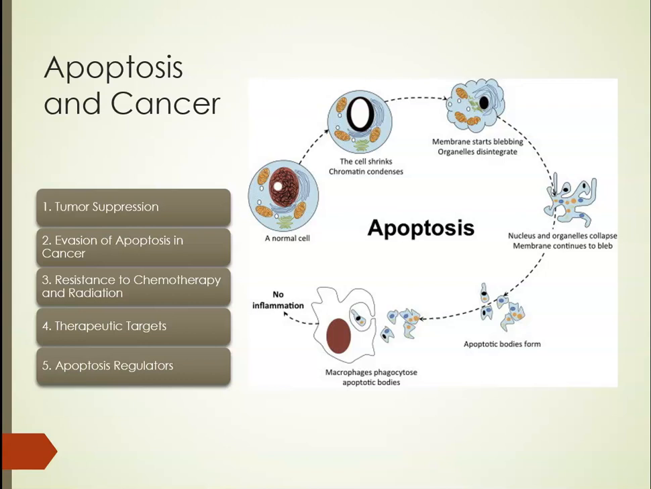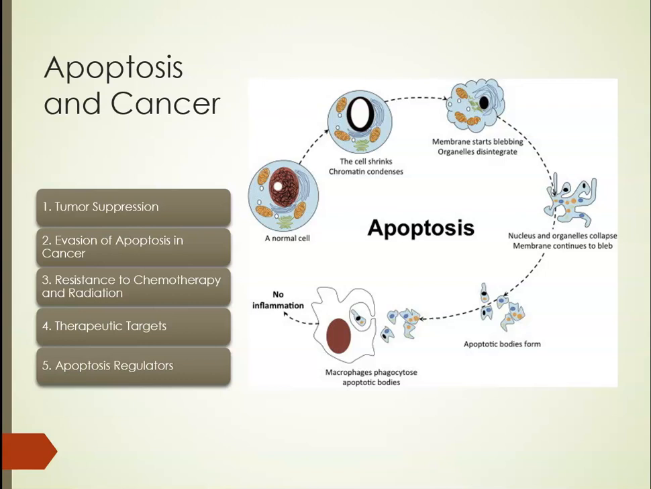Now, one of the things that occurs is that the cancer cell has a way to evade self-destruction. This is number 2, evasion of apoptosis in cancer. Cells can acquire genetic alterations that allow them to resist apoptosis. This evasion of apoptosis is one of the hallmarks of cancer. By evading apoptosis, cancer cells can survive and continue to proliferate, and this contributes to the formation of tumors.